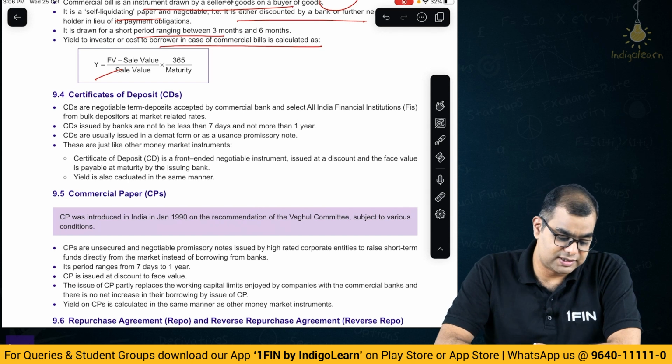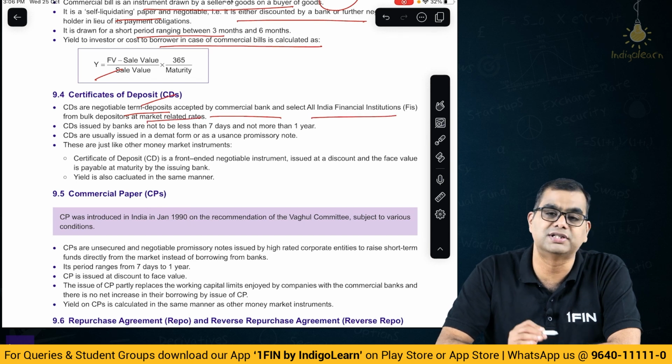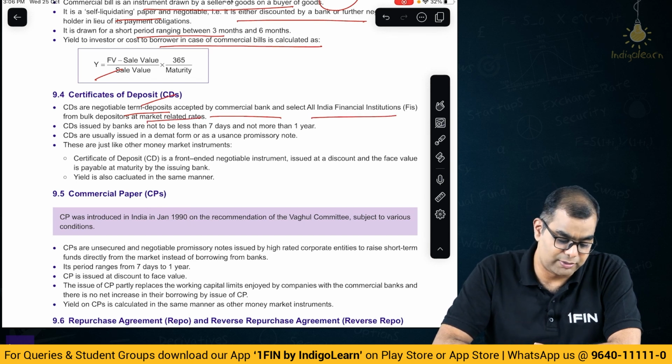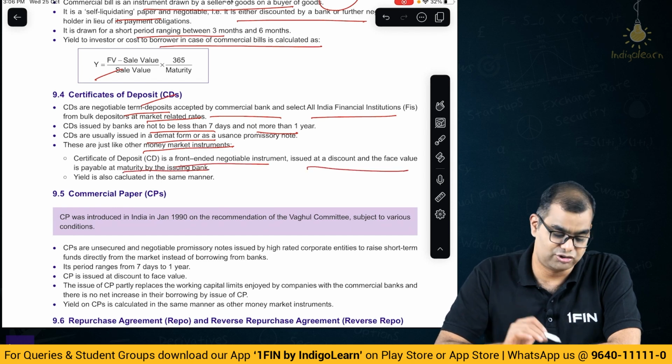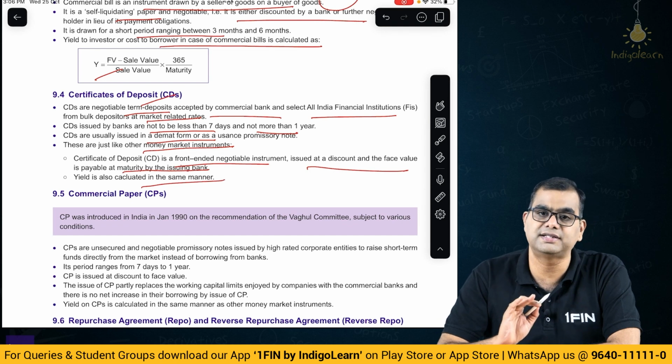Next, you have something called certificates of deposit. These are negotiable term deposits accepted by commercial banks and other All India financial institutions from bulk depositors at market-linked rates. These are issued by banks for not less than 7 days and not more than 1 year. They are issued in demat form or as a usance promissory note. They are just like other money market instruments. A CD is a front-ended negotiable instrument issued at a discount. Face value is payable at maturity by the issuing bank, and yield is calculated in the same manner.